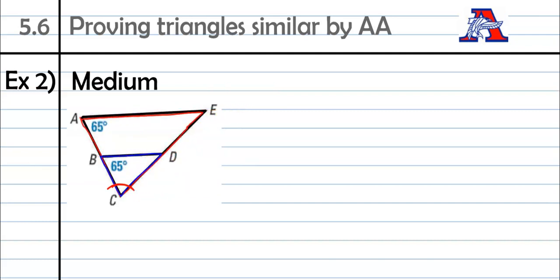We don't know what the measure of it is, but we know that angle C is congruent to angle C on both triangles. That seems kind of weird, but that's true. That's actually like a reflexive property with angles. I like to just say it's a shared angle. They both have that angle, both triangles.